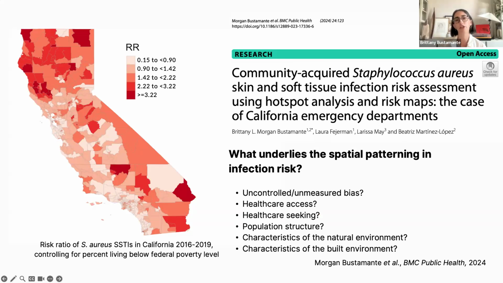Was the spatial patterning due to uncontrolled or unmeasured bias in my data? Was it due to healthcare access or seeking since I was using EHR data, population structure, or some characteristics of the natural and built environment? And so today I'm going to walk through a project kind of assessing the first three of these bullets.